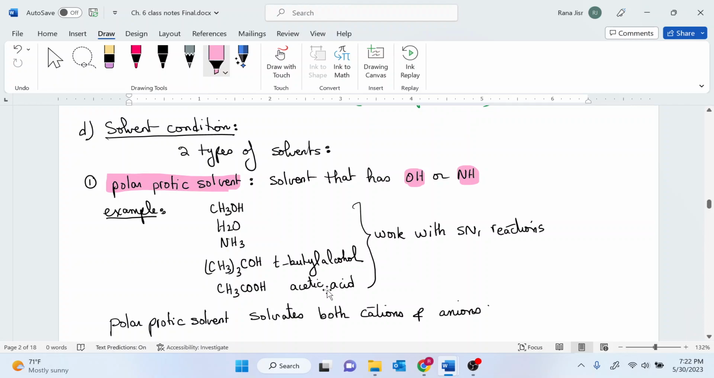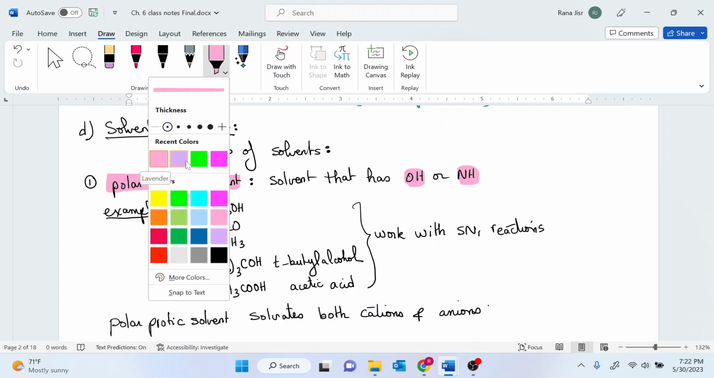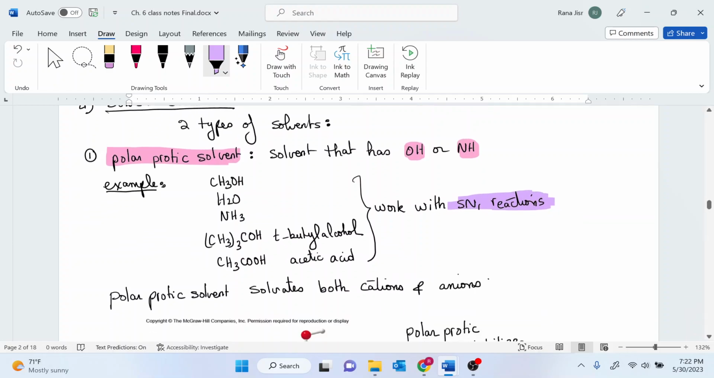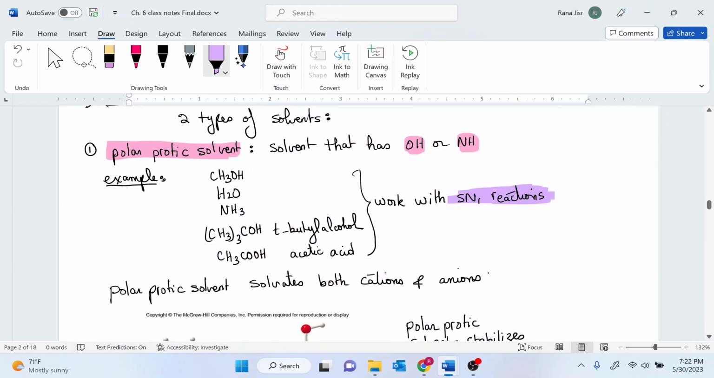This is a solvent. Acetic acid. This is a polar protic solvent. All of these solvents, they are specifically in order to work with SN1 reactions and not SN2 reactions. If you want to use those solvents with SN2 reactions, they are going to slow down the SN2 reaction. The SN2 reaction will still work, but it will be slowed down. If you want the reaction to work and be a fast reaction, then you would need to use those with an SN1 reaction and not an SN2 reaction.